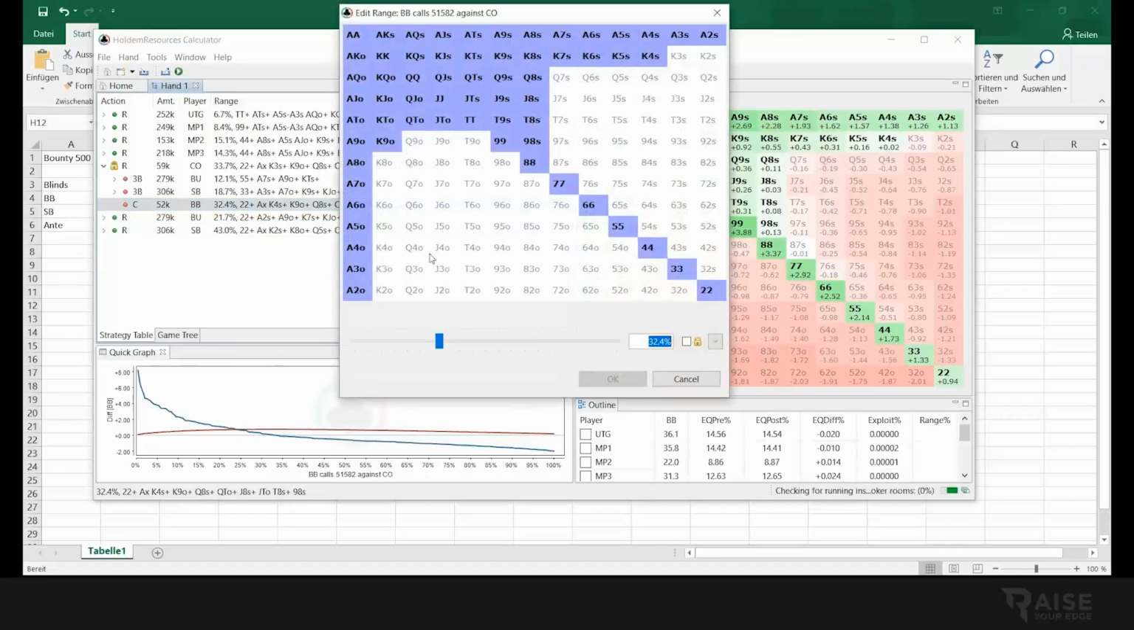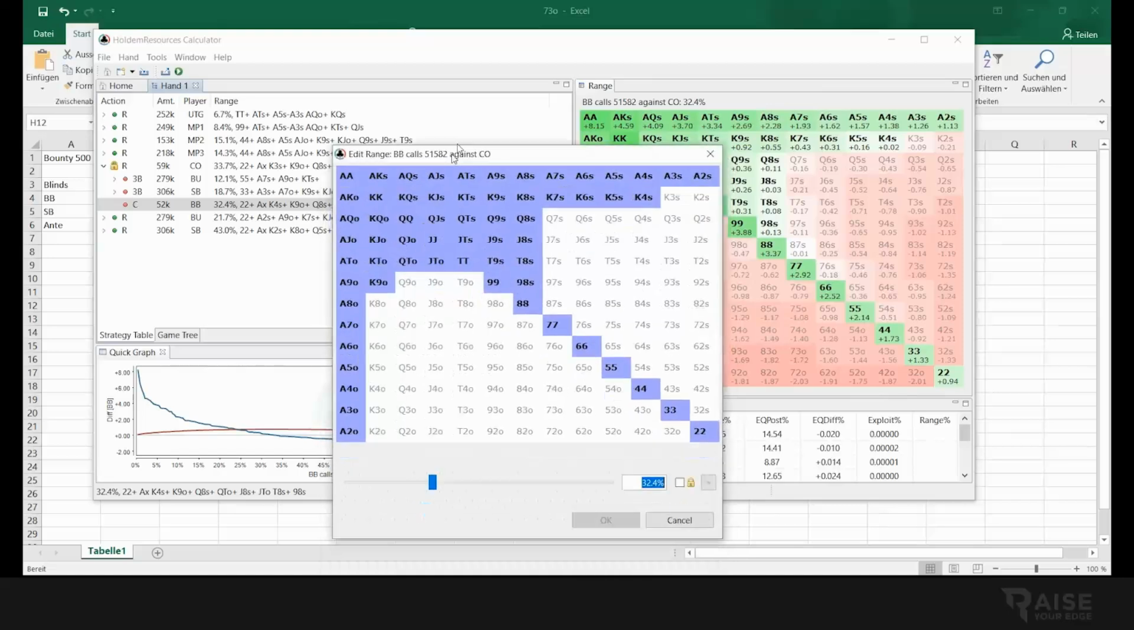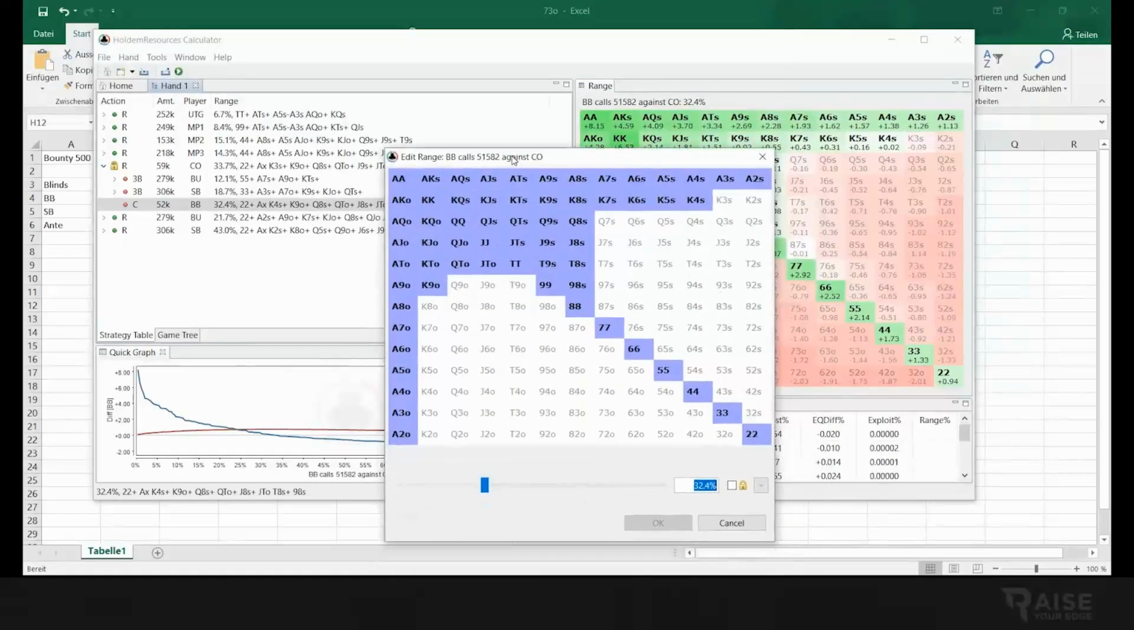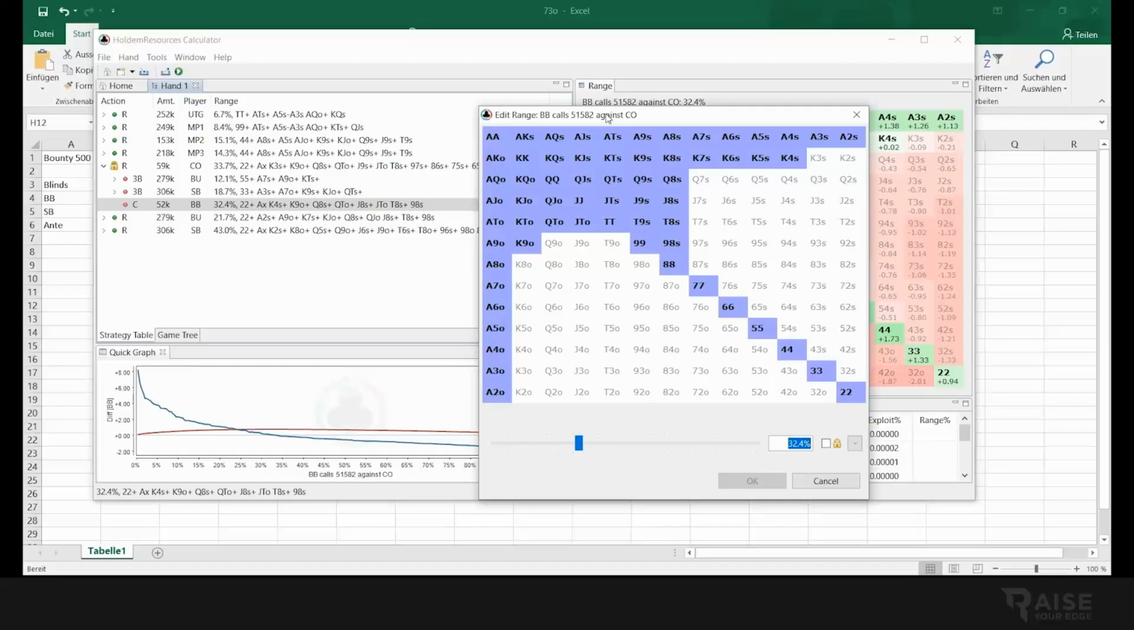Now we are changing our calling range. Ben, maybe you can say how you would adapt your big blind calling range when facing the all-in of the cutoff in a bounty tournament. Let's say he has a starting bounty. I think he had a bigger bounty at this point in time, but if he just has a starting bounty, then I would still call any suited queen and any suited king for sure.